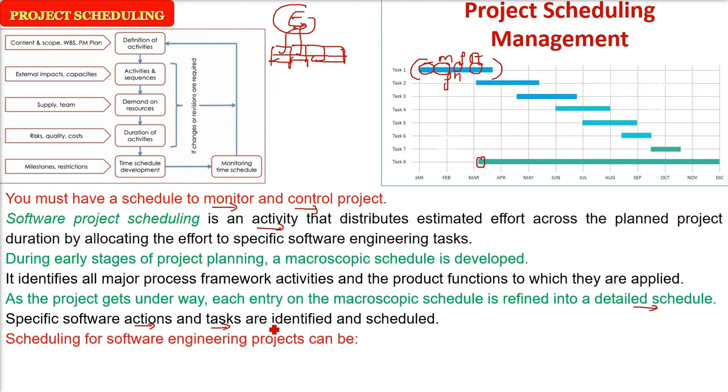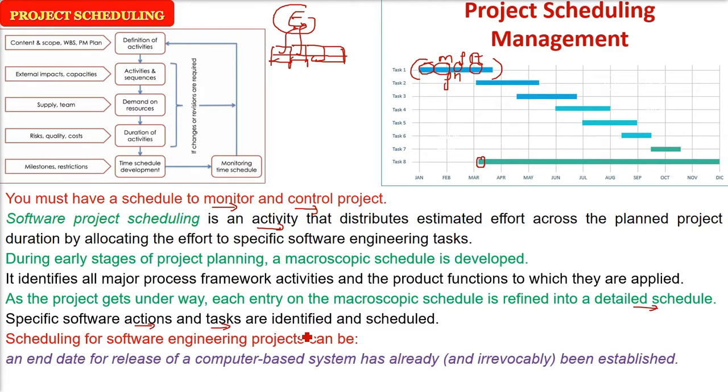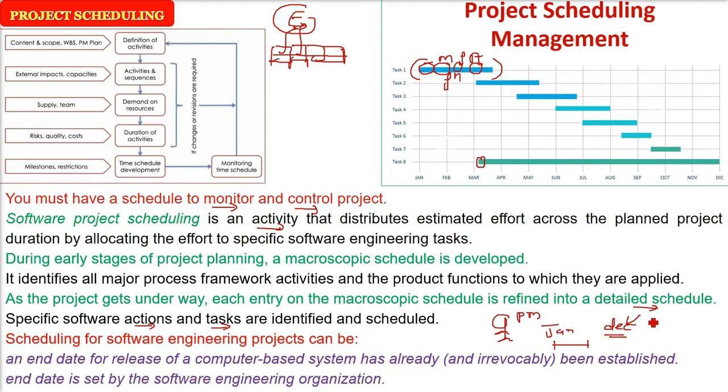So scheduling for software engineering projects can be done in two ways. One, the schedule is already given to you. That is, the end date for the release of the system or the software has already been imposed or told to you, established irrevocably. You cannot say anything, you cannot argue. Okay, it is irrevocable. And the second is, maybe you are given a choice. The end date will be set by you as a software engineering organization. These are the two ways scheduling can be done.